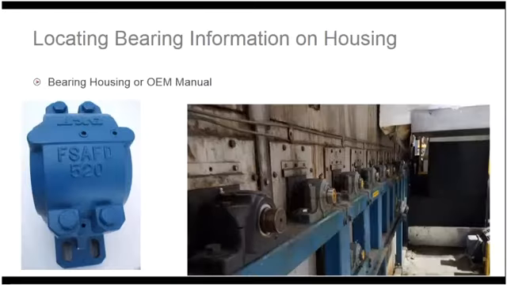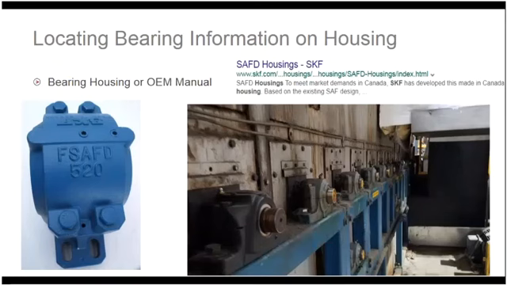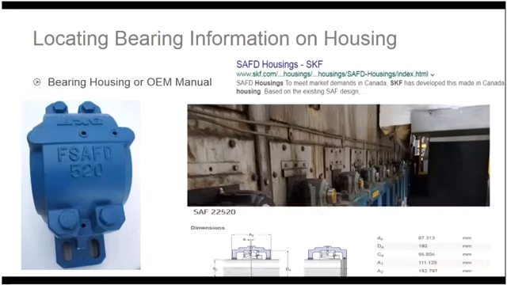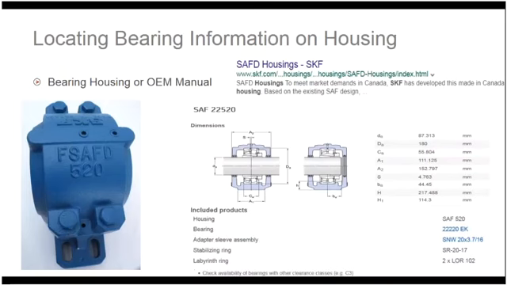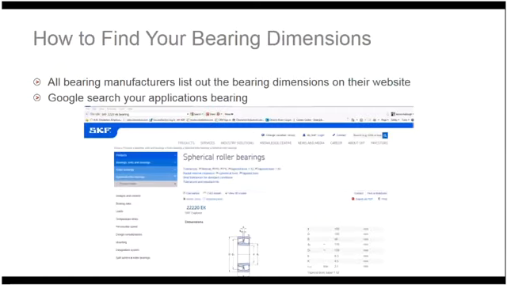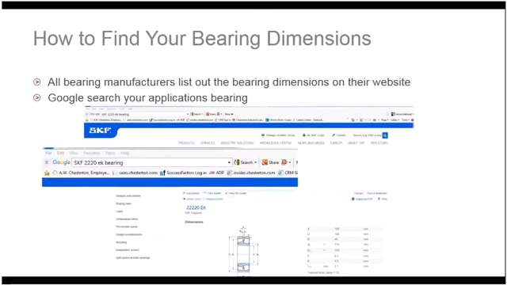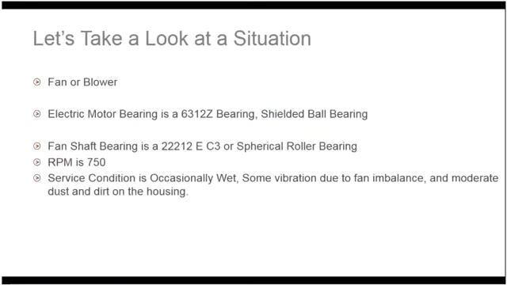For pillow block bearings, frequently we don't see the bearing itself, but we may see the bearing housing. In this case, we see an SAF 520 bearing housing. Googling that, we see the reference housing as indicated on the right side of the screen. We also see something very important: the bearing contained in that housing can only be a 2220 EK bearing. By Googling that bearing reference number, we once again get the dimensional data that we need to use the Quick Reference Guide.